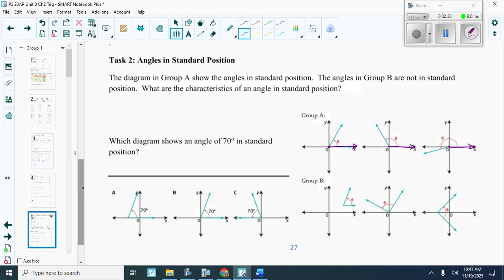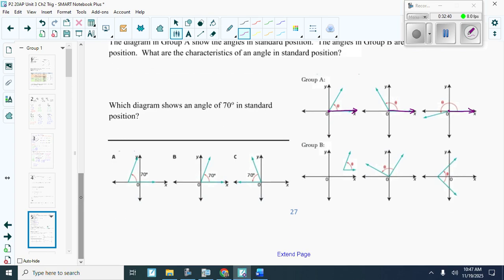Which diagram shows an angle of 70 degrees in standard position? Okay, so in group A, 70 degrees is going to be less than 90. So this one would be our 70 degrees. This one can't be 70 degrees because it's more than 90 degrees. And this one for sure is even more than 180 degrees.